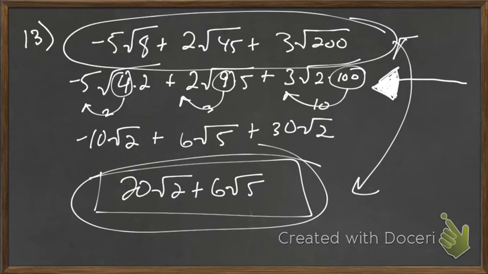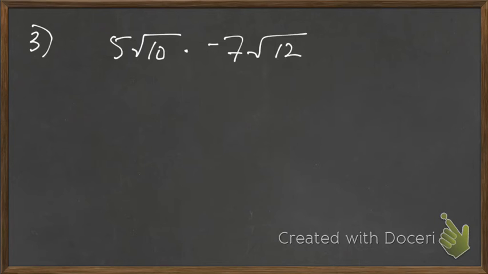Okay. So moving on to multiplication. We're going to be on the 3rd page in your packet now. And I want to start with number 4, I believe. Nope, do not do number 4. Let's do number 3. We've got 5 square roots of 10 times negative 7 square roots of 12. So notice here it's multiplication.